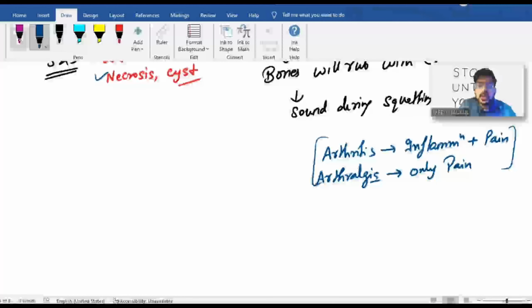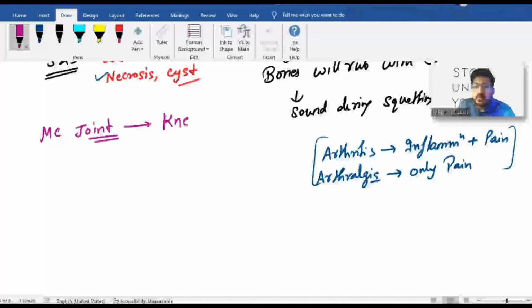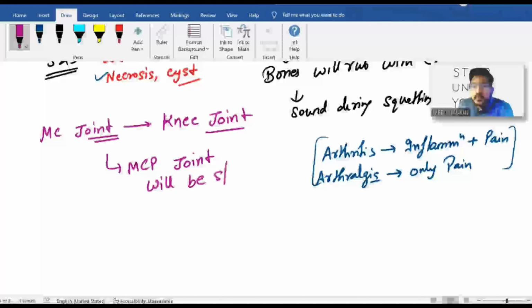Another point you can remember is the most common joint involved in osteoarthritis, which is the knee joint. Also remember the MCP joint will be spared, or not affected. MCP is the most common joint affected in rheumatoid arthritis, but in osteoarthritis it will be spared.